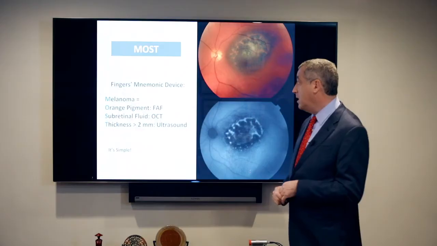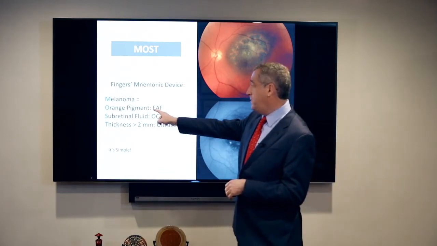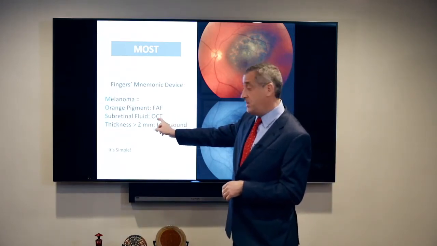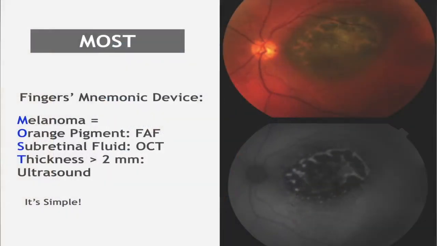So in summary, MOST: Melanoma, orange pigment best seen on fundus autofluorescence imaging, subretinal fluid most reliably seen on OCT, and thickness of more than 2 millimeters by ultrasound. It's simple.